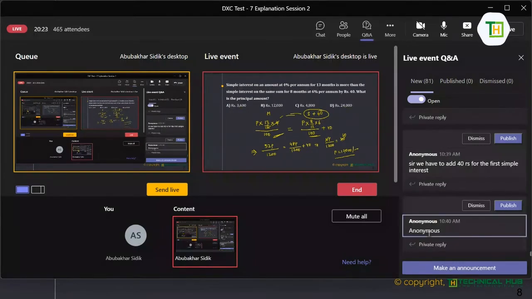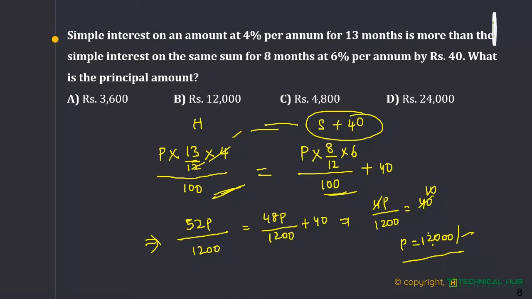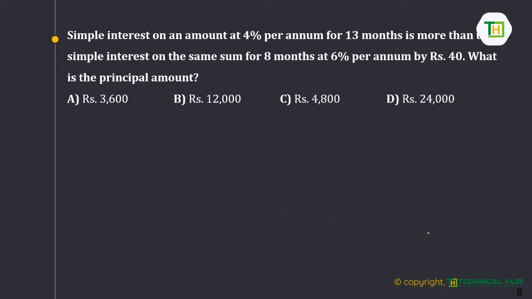No, we cannot add 40 rupees to the first simple interest. It is clearly given that the first simple interest is more than the second by 40 rupees. So read the question carefully. The first simple interest is more than the second, that means the first simple interest is the more value. That's why if I add 40 rupees to the second interest, it will be equal to the first interest. So please read the question and go through that explanation again so that you can understand. Okay, we'll move on to the next one.